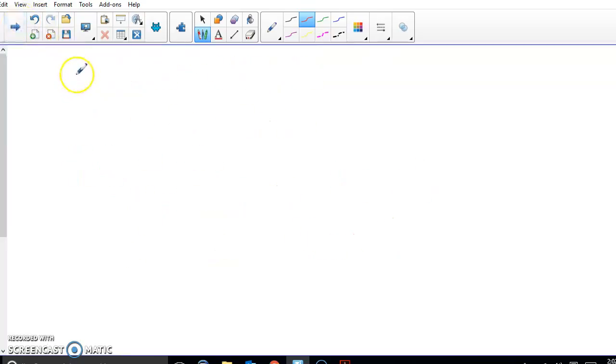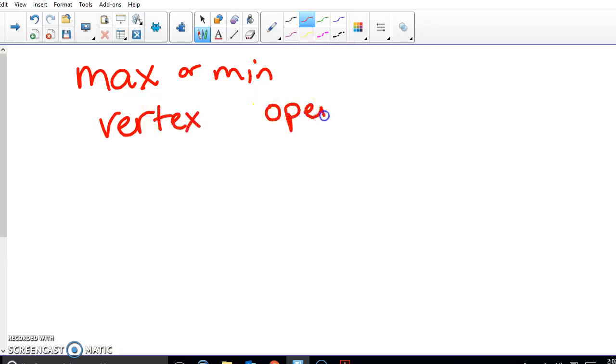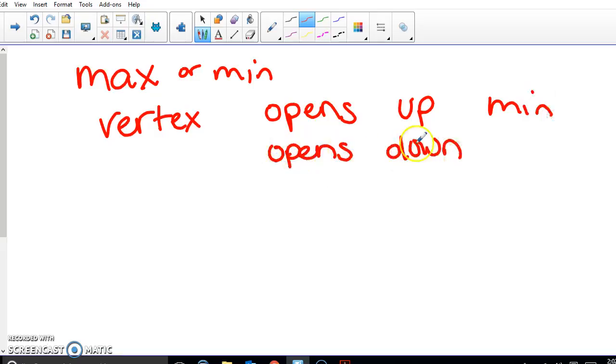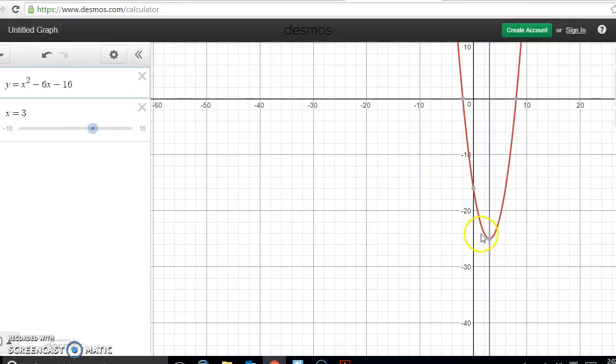So just to restate that, as far as max or min, if it opens upward, your vertex is your min. If it opens down, your vertex is your maximum value. So looking back at our original function, our domain is all of your x values. We can plug any x value in, so for this one, our domain is all real numbers.